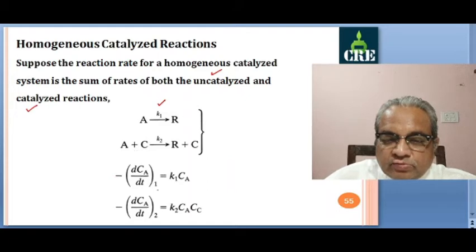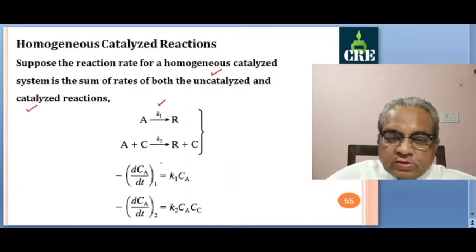So subscript 1 and subscript 2 are the representation for these two reactions. One is the uncatalyzed reaction and then there is the catalyzed reaction. So the overall rate can be the addition of these two. So minus dCA by dt for reaction 1 is K1 CA. We are again considering first order with respect to the reactants. So minus dCA by dt for reaction 2 is equal to K2 into CA into CC. CC is the concentration of catalyst.